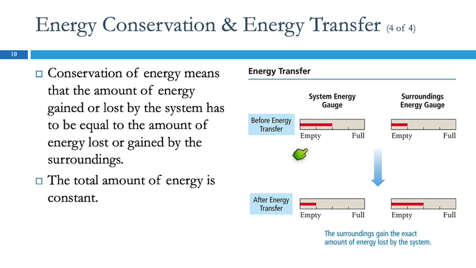So if we imagine an energy gauge, kind of like your gas gauge, for the system and the surroundings. Starting out, we've got the system at half full and the surroundings at 1/4 full, and they exchange some energy. Now the system is at 1/4 and the surroundings are at 1/2. But the total amount of energy is the same. Do you see that? The total amount of energy here was 3/4 of whatever this amount is, and down here we still have 3/4. It's just that we've moved it from one place to another.